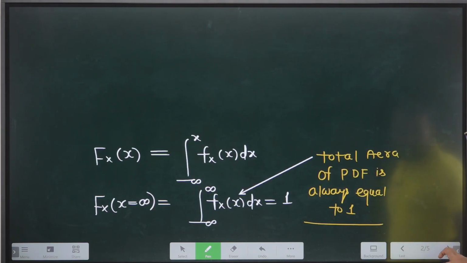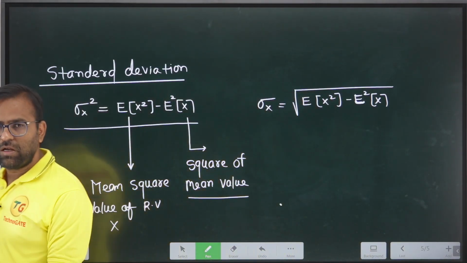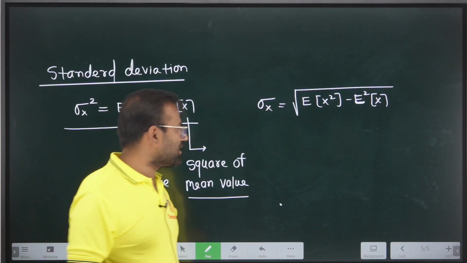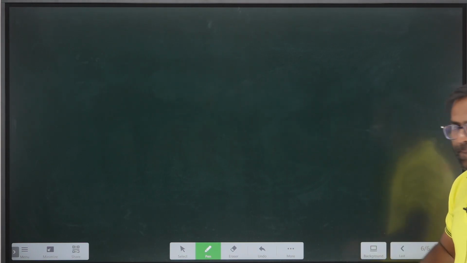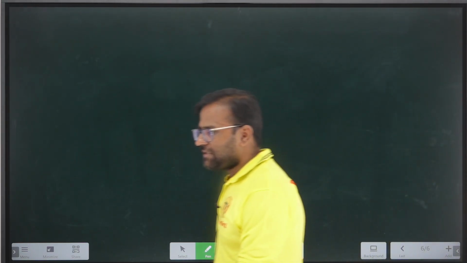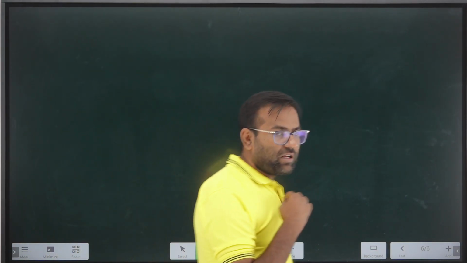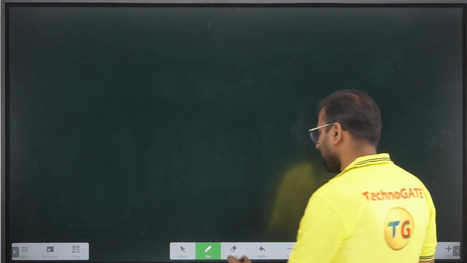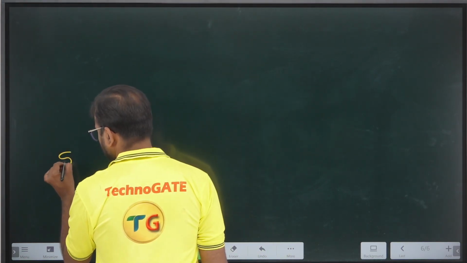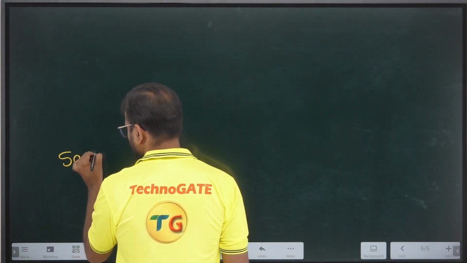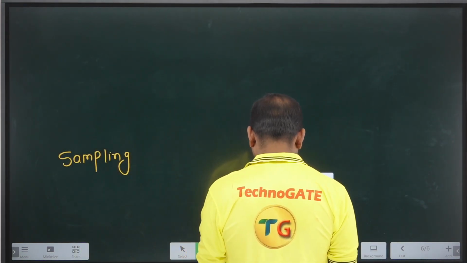So this is our whole discussion on random variables. Whenever we go to the communication system, we will use the random variable as a concept. Now, after completing this, we have the first part of digital communication, known as sampling. The very important chapter, which is known as sampling.